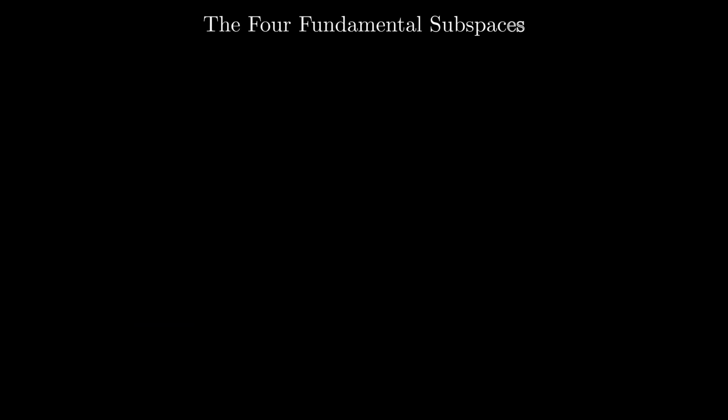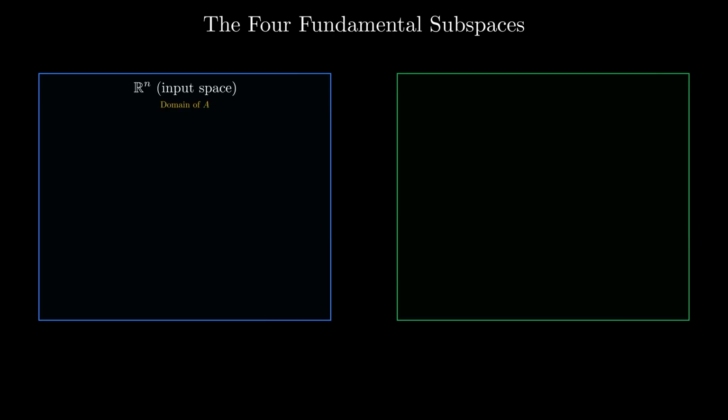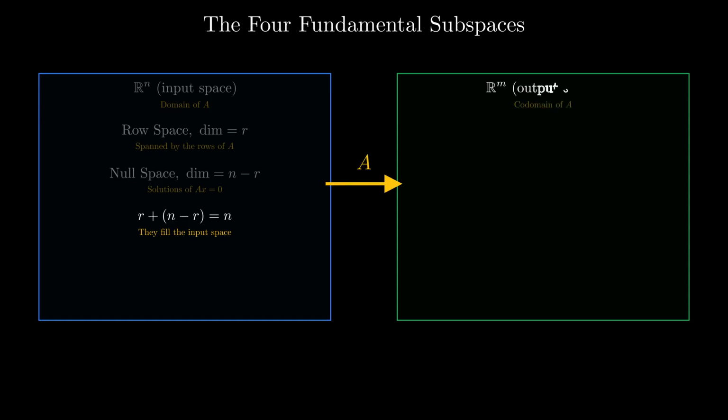The 4 fundamental subspaces. Inside the input space, R to the n, live 2 subspaces, the row space and the null space. The row space has dimension R, the null space has dimension n minus R, and it holds every vector that A sends to 0. Notice that R plus the quantity n minus R gives back n, so together they fill the input space.